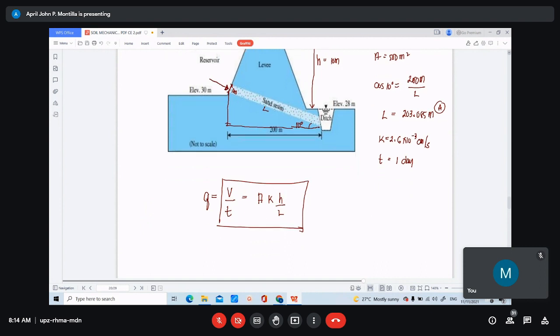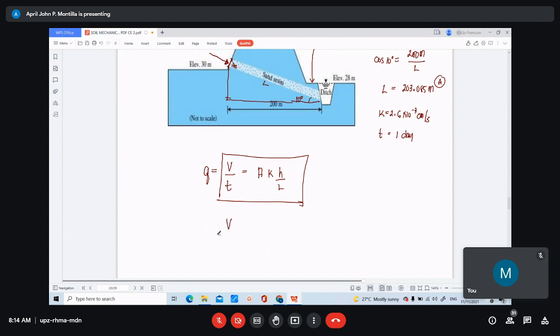So, substituting, volume is unknown. Ang time natin ay 1 day. Cross-sectional area is 500 square meters. Hydraulic conductivity is 2.6 times 10 raised to negative 3 centimeter per seconds. The head loss is 10 meters. Divided by the length, ang length natin ay 203.085 meters. Naka-store value. Analyze the units. Ito, canceled.